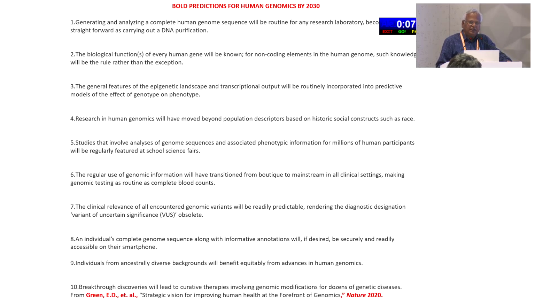And another point they emphasize, in the second one, is that you should not focus only on the coding region, the exomic region, and then you have to focus on the intronic region. That is very, very important. That's what they are emphasizing in this series.